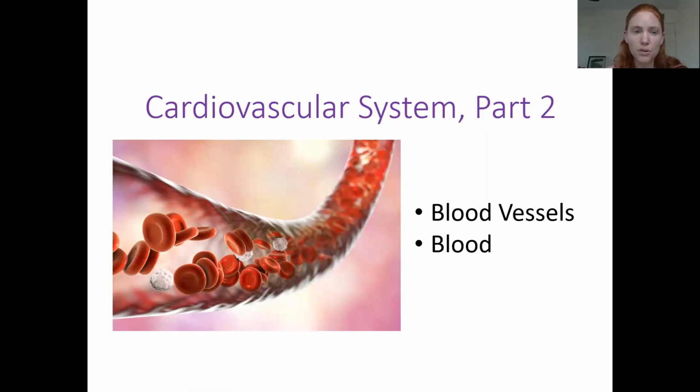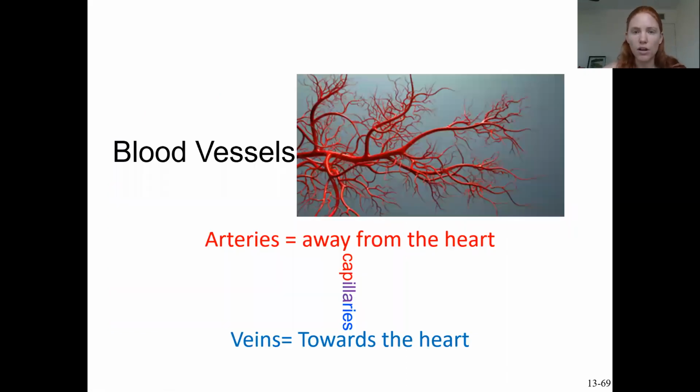Hi everyone. So we're continuing with the cardiovascular system, moving on from the heart, which we did last time, into the blood vessels, and then we're going to talk about blood. So let's get right into it.